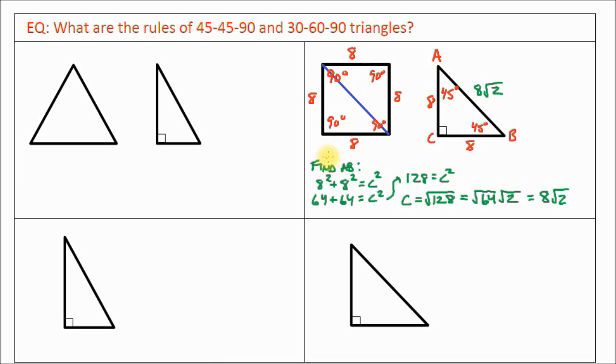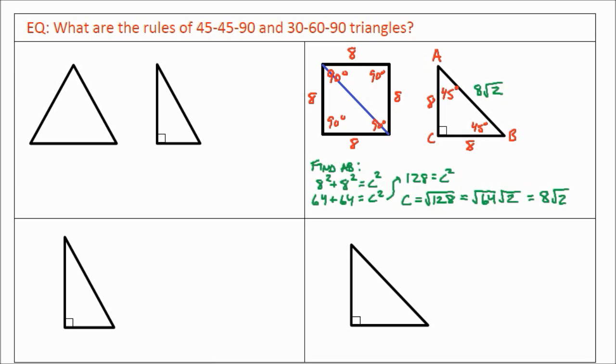Now what we find, class, is no matter what size our 45, 45, 90 triangle is, whatever the leg lengths are, the hypotenuse will always be that same number times the square root of 2. So if we have a 45, 45, 90 triangle, and this side is 10, and this side is 10, the hypotenuse will be 10 times the square root of 2. If this side is 50, and this side is 50, then the hypotenuse will be 50 times the square root of 2. So we have learned a shortcut for finding the side lengths of a 45, 45, 90 triangle.